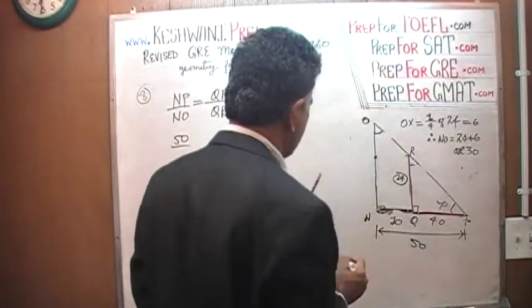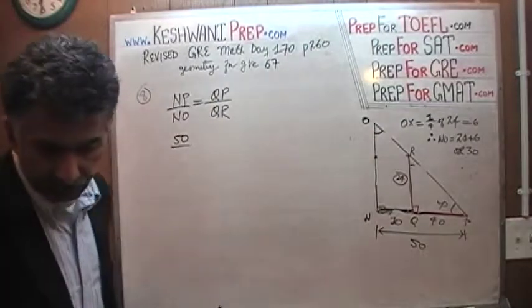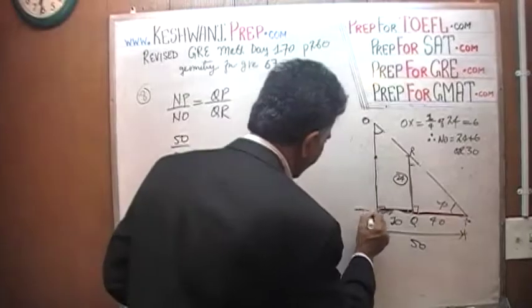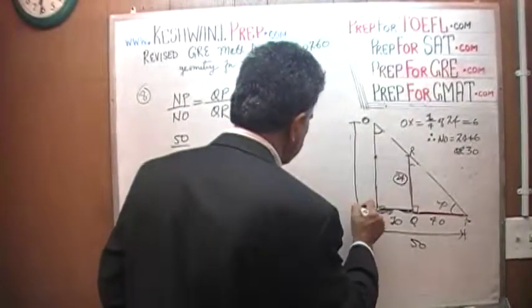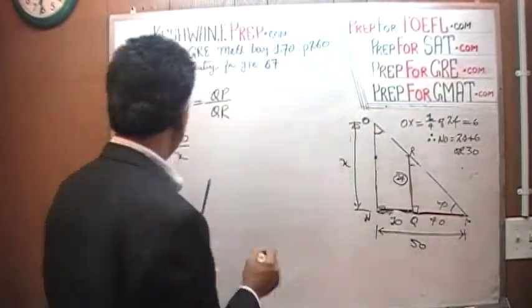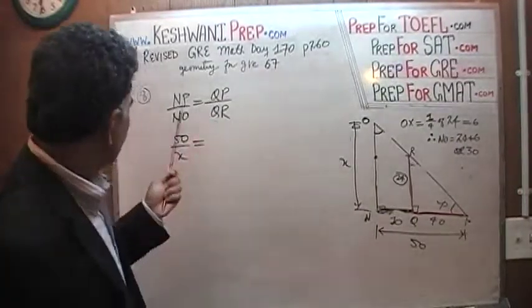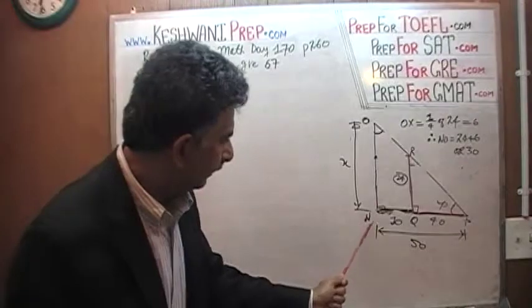N to O, I think, is what we want to find. That's our unknown. Let's call it X. On the top we have N to P, which is the base.